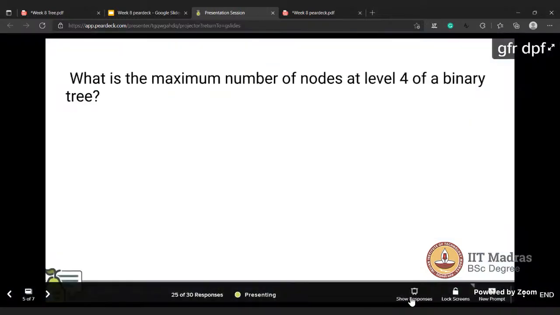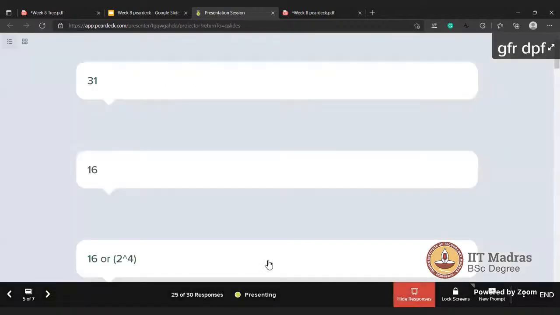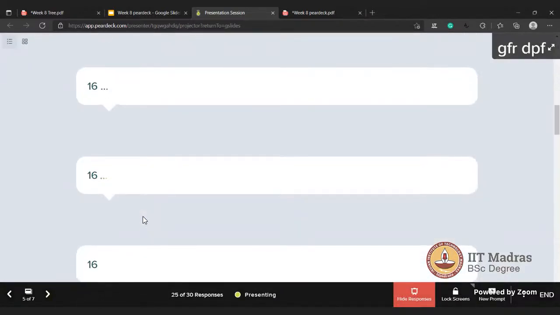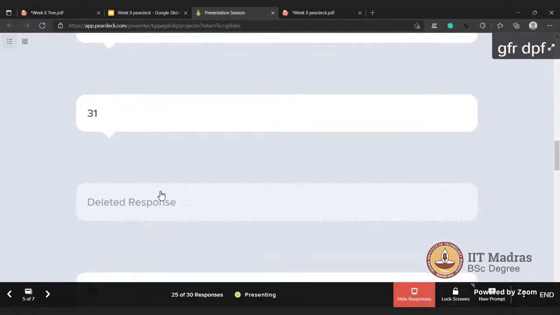So what is the maximum number of nodes at level 4? I have asked level 4. Oh, only level 4. Okay, it will be 16, 2 to the 4. Sorry, I thought total. Okay, I'm correct. So this type of trick question may come.